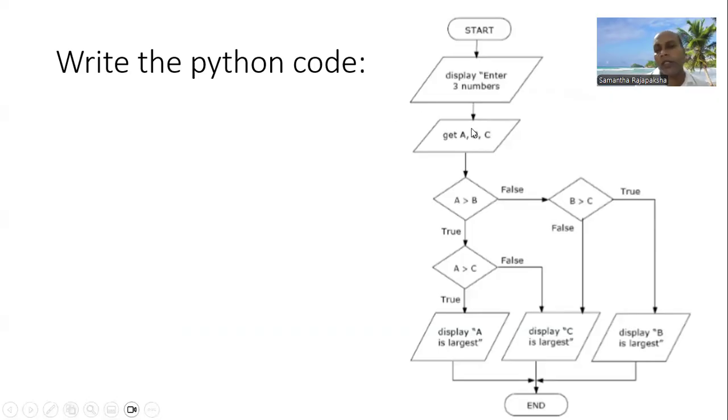So initially you have to get the three inputs A, B, C, and first of all compare A and B as given in the flow chart. Compare A and B. If that condition is true, compare A and C. Then you can decide A is largest, otherwise C is largest. If it is false, that means B is large. You compare B and C. If it is correct, you can say B is the largest, otherwise C is the largest. So like that you can easily write the corresponding Python code.